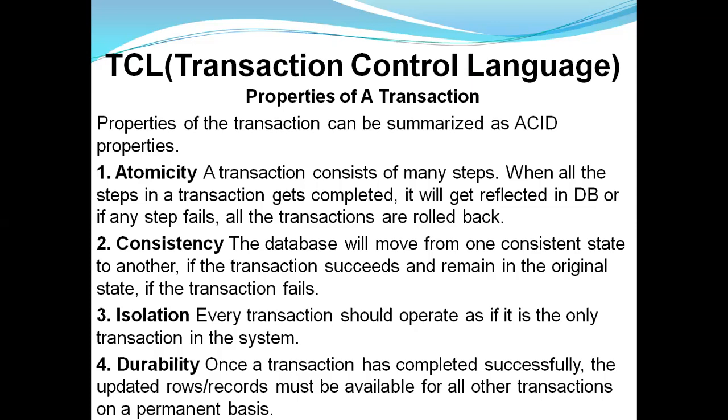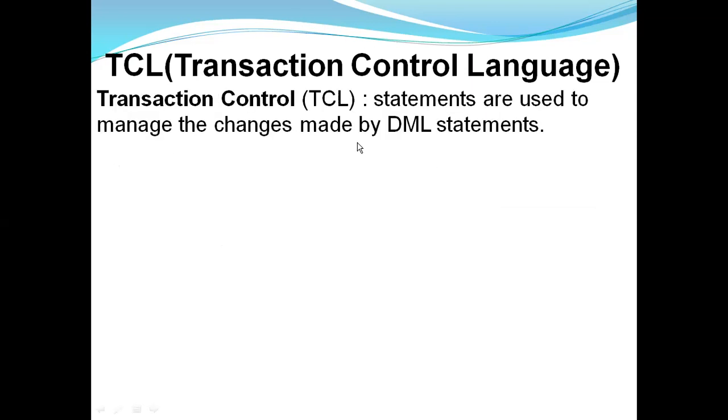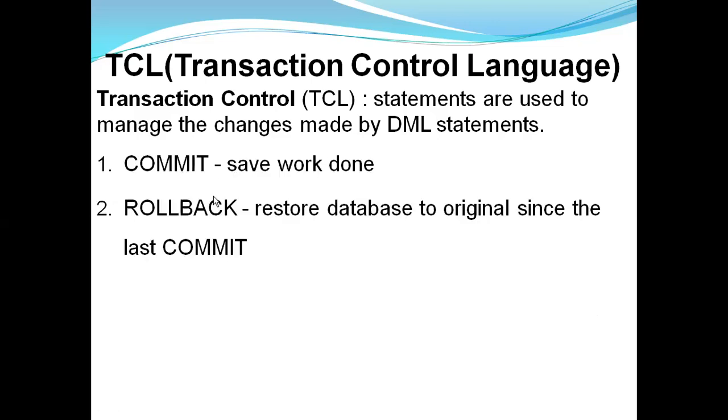And TCL is for controlling that transaction. And how should it be controlled? According to the property of transaction, and that property is called ACID. Very simple. Now, how do we control? For controlling this, we have two commands. First, commit. Second, rollback. What is a commit? Commit is nothing but saving the work you have done. And rollback is reversing the work you have done.